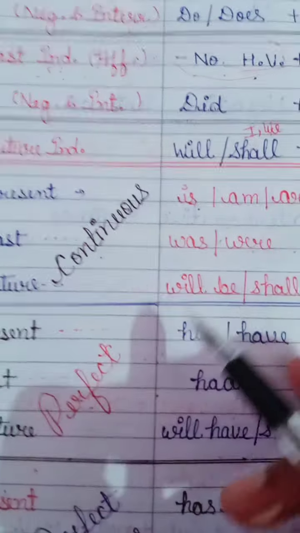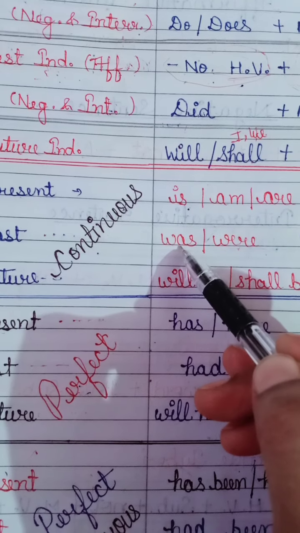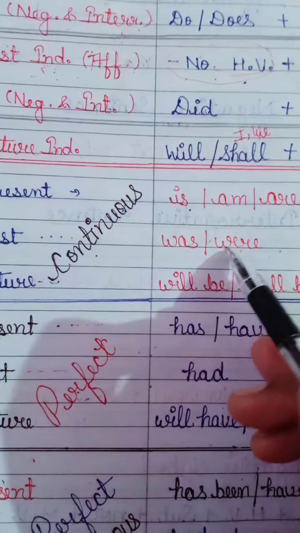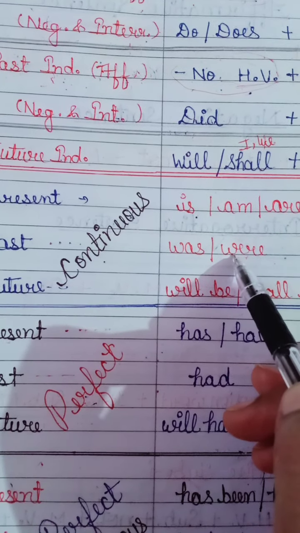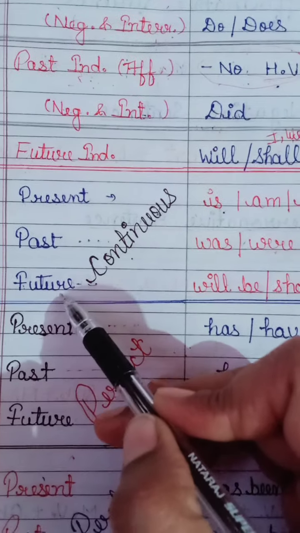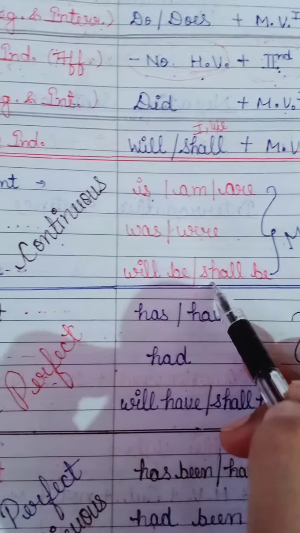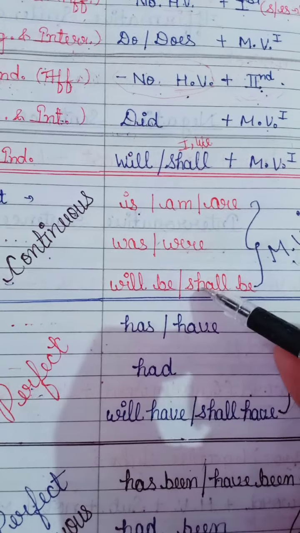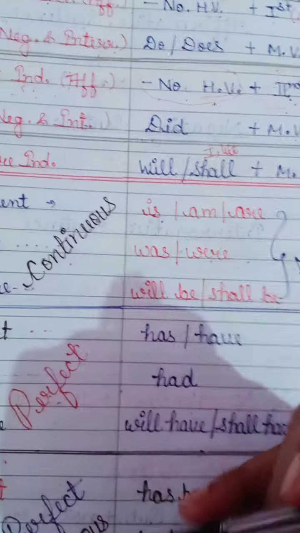Past continuous: was and were. Along with I, he, she, it, or singular numbers, we will put was, and along with the plural numbers, you, we, they, will put were. Future continuous: will be, shall be. As we have already discussed, along with I and we we will put shall be, and with other subjects we will put will be.